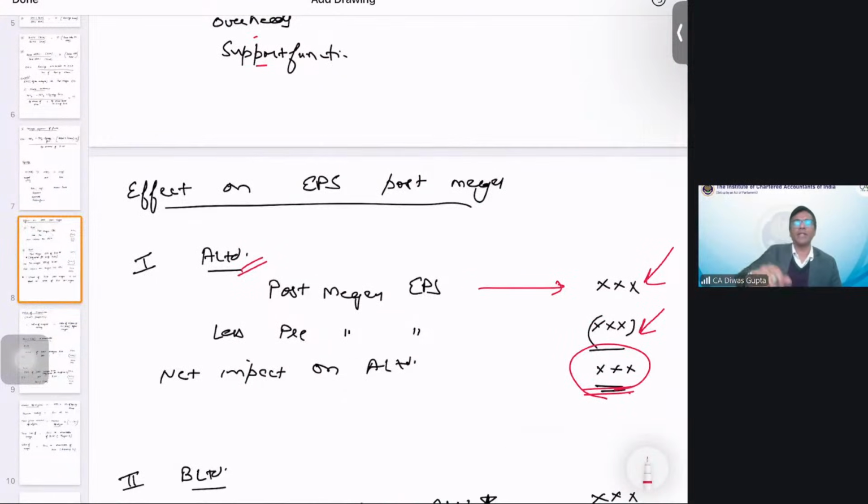Now I am asking the same question again. From B Limited's perspective, if I'm holding one share of B Limited pre-merger, will I continue to hold the same one share in A Limited post merger? Please remember now B Limited is not there, right? Yes, Geeta, you're right. Samanathan, you're also right.